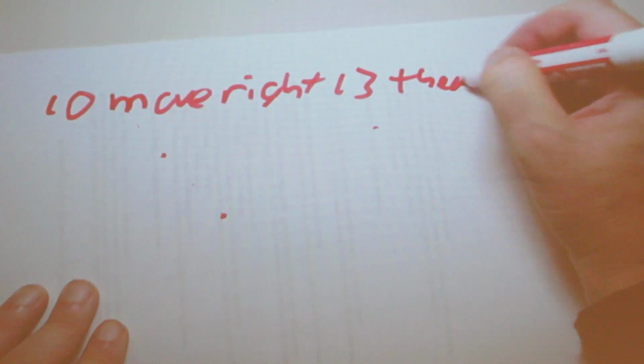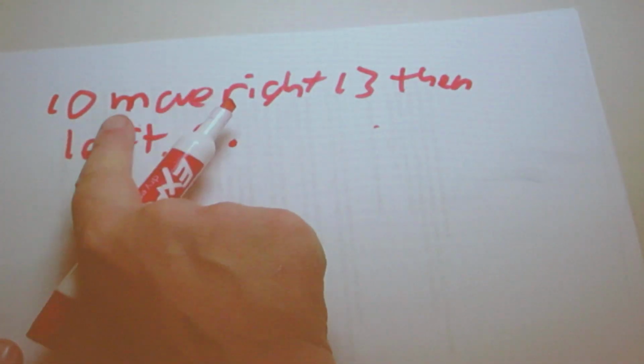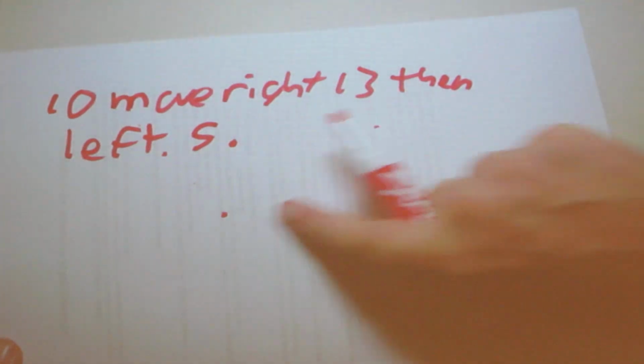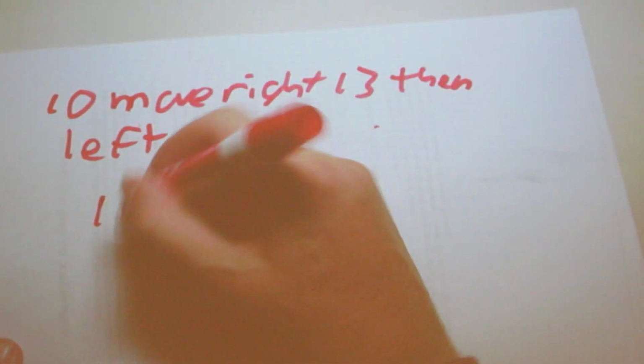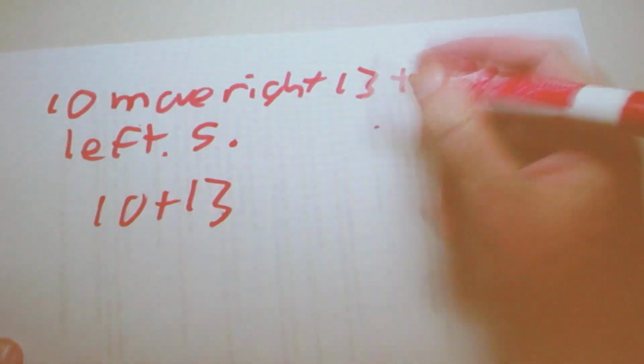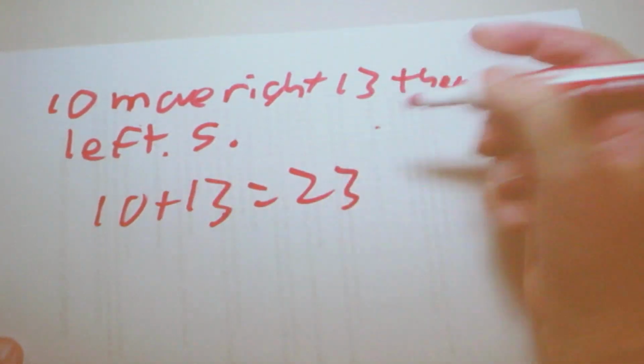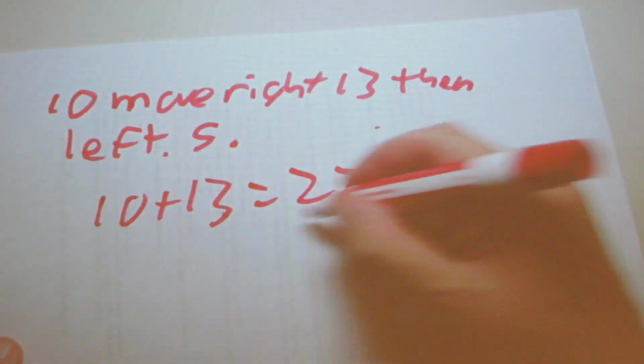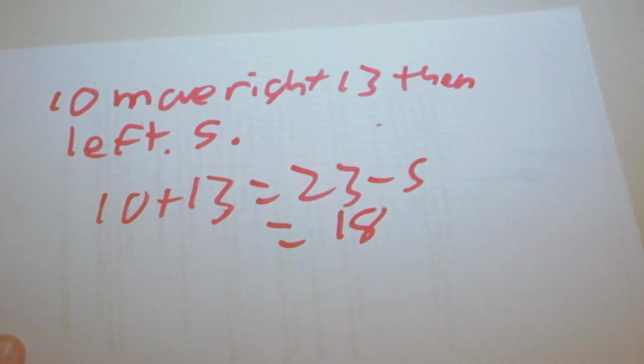Now, let's say you start on a number line at 10. You move right 13, then left 5, and what do you come up with? Moving to the right is going up, moving to the left is going down. So we're going to say 10 plus 13 equals 23. And we're going to go back the other way. Minus 5 equals 18.